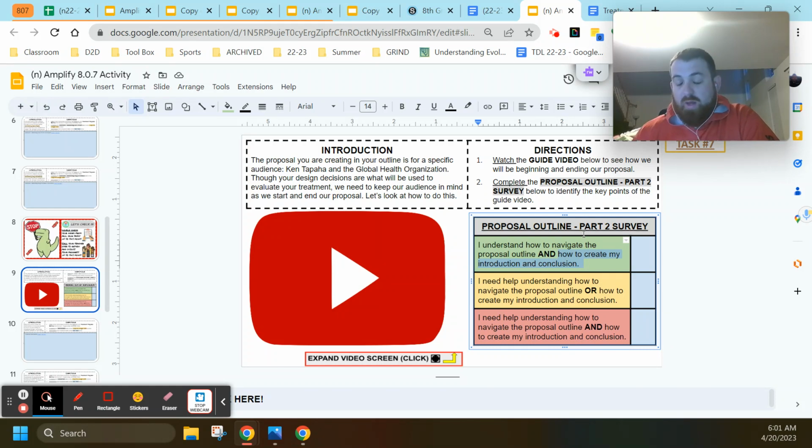Now, we know that for our proposal, we are going to be submitting it to Kenta Paha and the Global Health Organization. And these people, though they need strong evidence and reasoning to understand why your treatment is optimal, they need to have an understanding of the problem that you're looking to solve and what your final thoughts are on this entire process within your proposal.